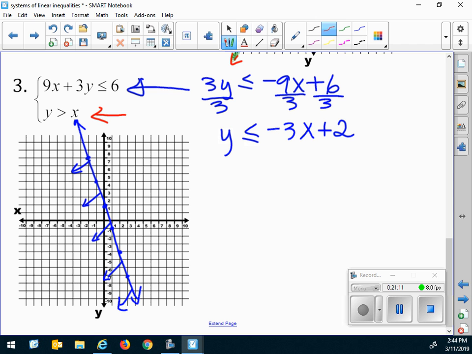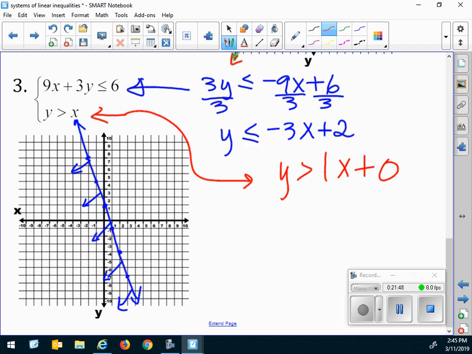No, horizontal would be y equals a number. Remember, horizontal and vertical. Horizontal is just y equals a number, like y equals 1 or y equals 3. Vertical is x equals 1 or x equals 3. You are missing a variable. That's right. Those are the same.